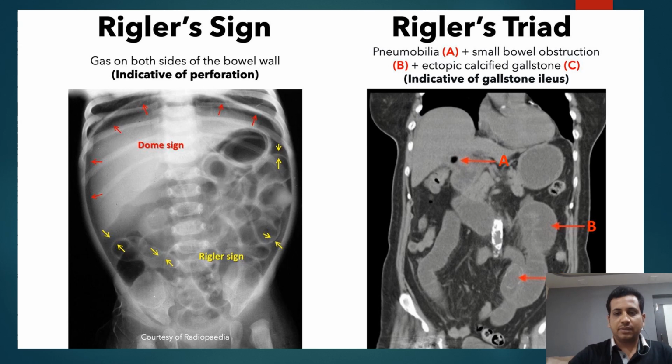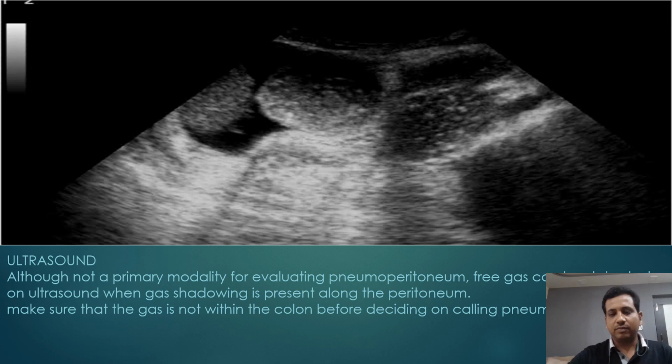And there's one more thing called Rigler triad. It is a triad of pneumobilia, small bowel obstruction, and ectopic calcified gallstone. Here you can see there is air within the CBD, that is pneumobilia, and then bowel obstruction and ectopic calcified gallstone. So these are the signs on plain radiographs.